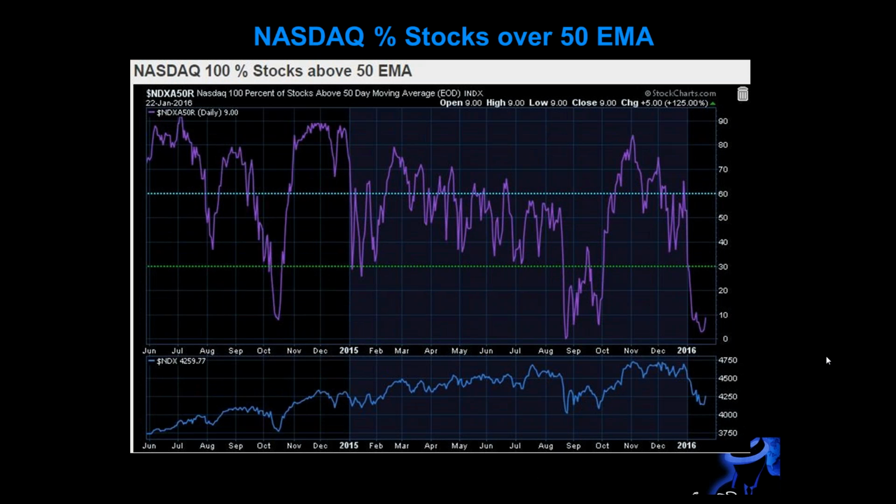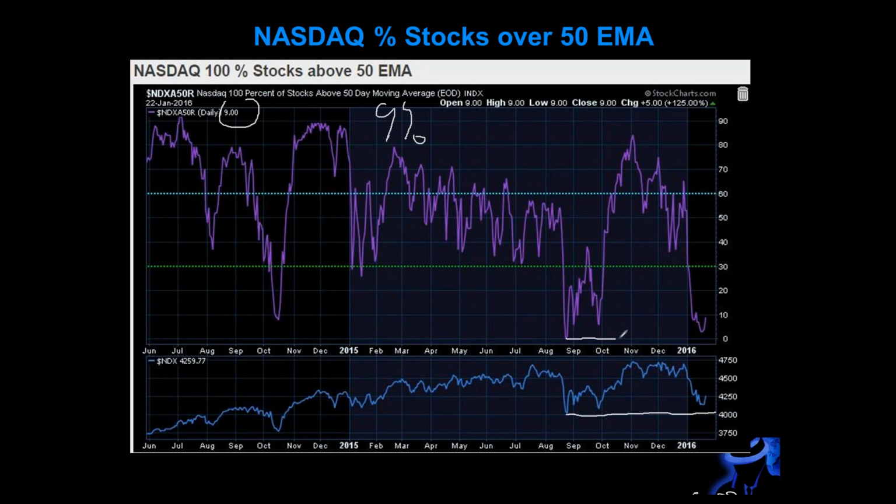Let's look at the NASDAQ percent of stocks over the 50 EMA. Again, not very pretty. If we group all of NASDAQ together, you can see here 9%. Literally 9, and that includes Friday's bounce, a huge bounce, 9%. You can see that was a low in the flash crash. We're coming down. Didn't quite hit that.